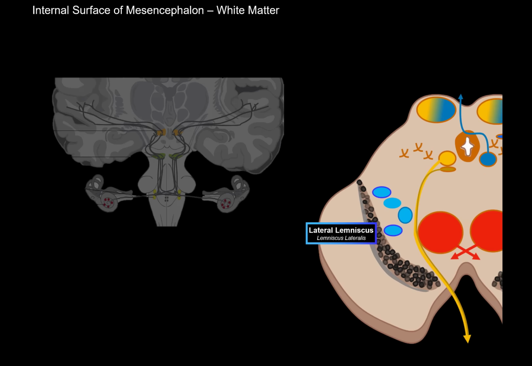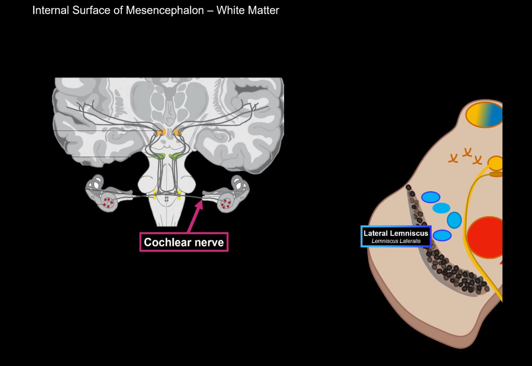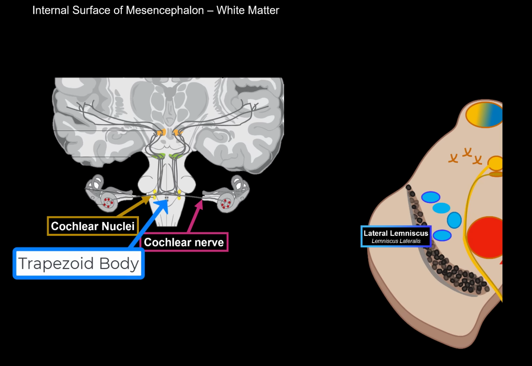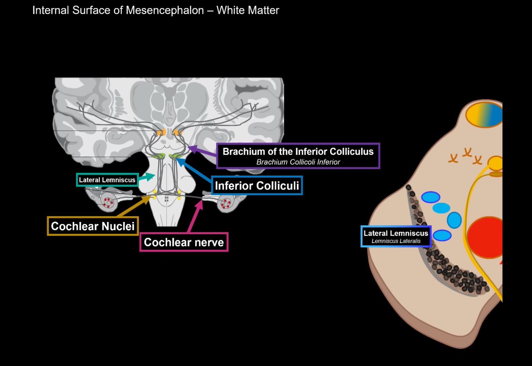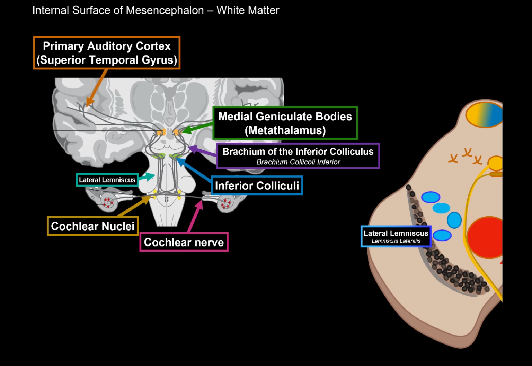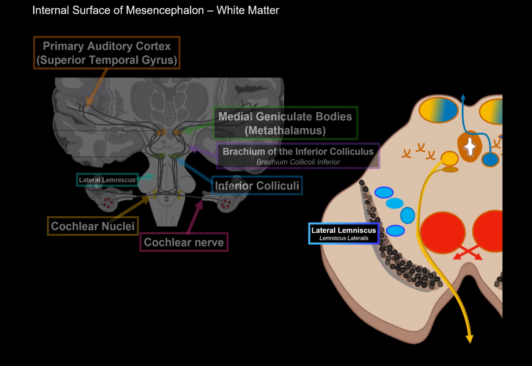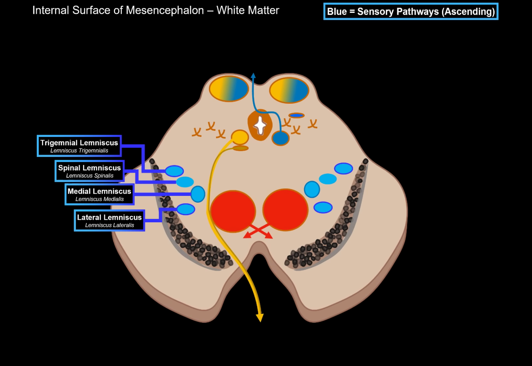Awesome. Then we have a tract we went through earlier in this video, the lateral lemniscus, which, remember, was a part of the hearing pathway. So the cochlear nerve receives impulses from the cochlea, where sound is converted into nerve signals. The cochlear nerve will then go to the cochlear nuclei in pons. Then they will cross and form the trapezoid body of pons. After that, fibers ascend. They go up as the lateral lemniscus to synapse with the inferior colliculi. From there, impulses are sent through the brachium of the inferior colliculus to the medial geniculate body, and then to the primary auditory cortex, which is in your superior temporal gyrus. Cool. So that was all our sensory tracts in the mesencephalon.